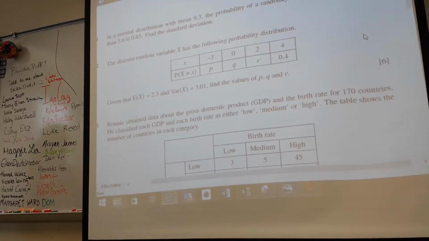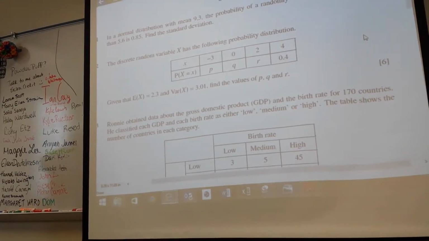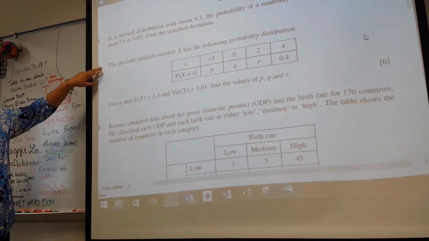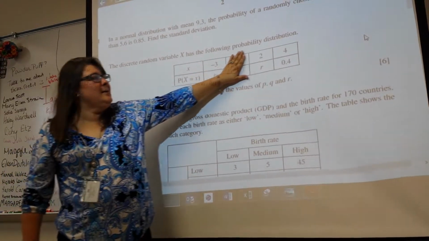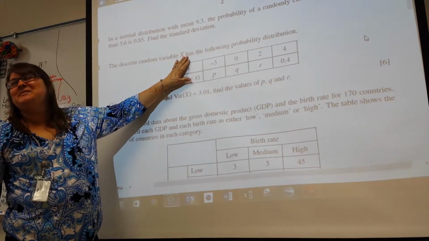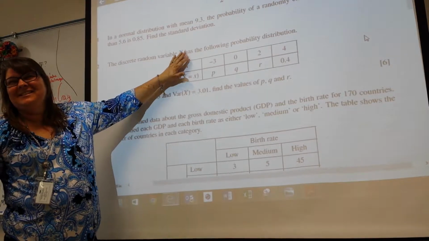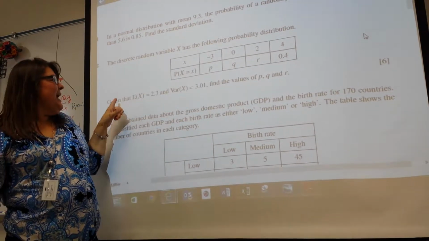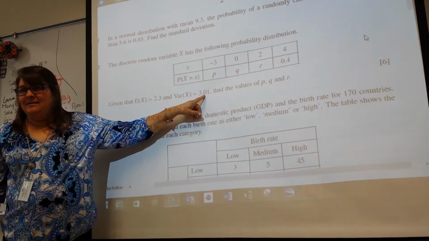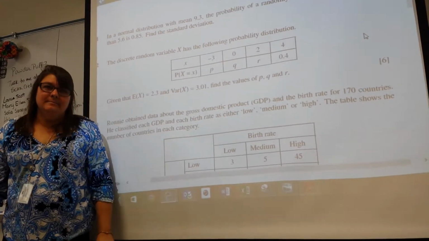Okay. The discrete random variable x has the following probability distribution table. What number are we on? I'm sorry, it's right here, number 2. So they're giving you a probability distribution table, and they actually give you the E of x and the variance, and they want you to find the unknowns.